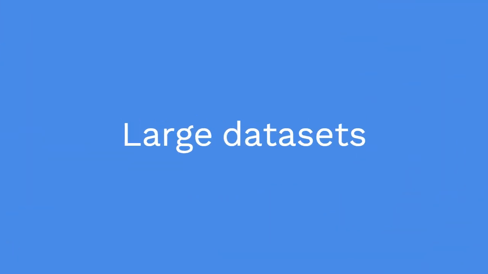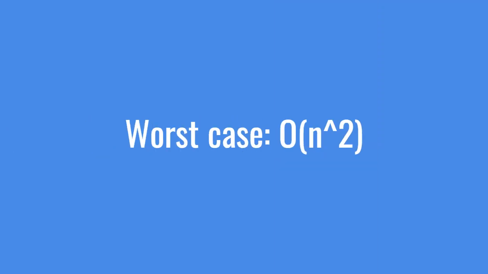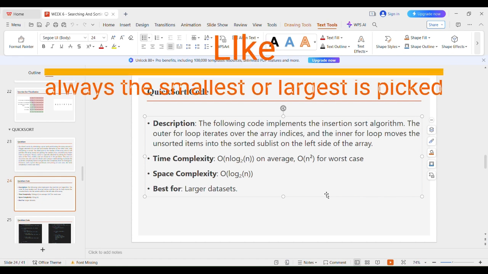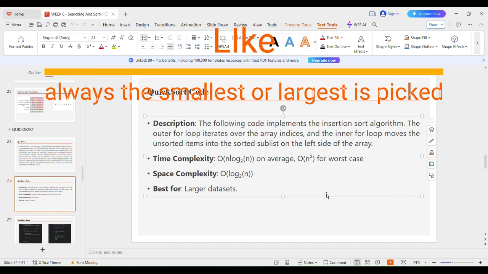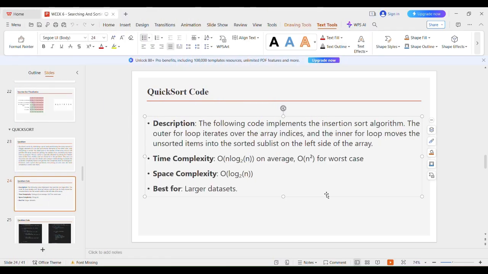For its worst case scenario, which is O(n squared), this happens when the pivot is constantly chosen poorly, meaning that the time to sort grows proportionally to the square of the number of elements, n squared. This makes QuickSort less efficient in these rare cases.